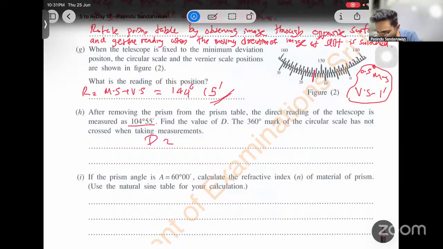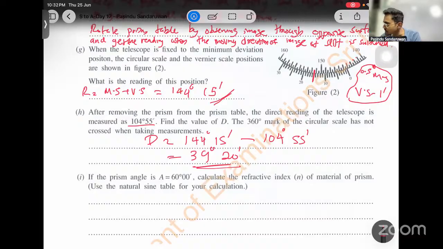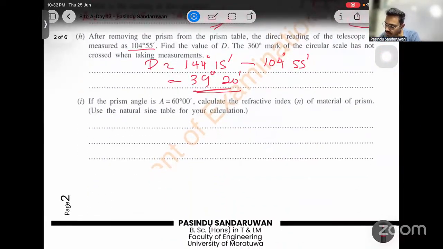Then D equals 144 degrees 15 minutes minus 104 degrees 55 minutes. Simplifying: 15 minus 55 is not possible, so take 60 from the degrees, then 75 minus 55 is 20 minutes. Then 143 minus 104 is 39 degrees. So D is 39 degrees 20 minutes.